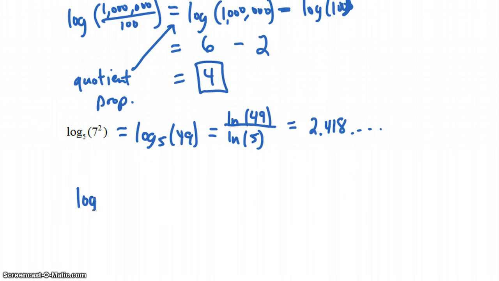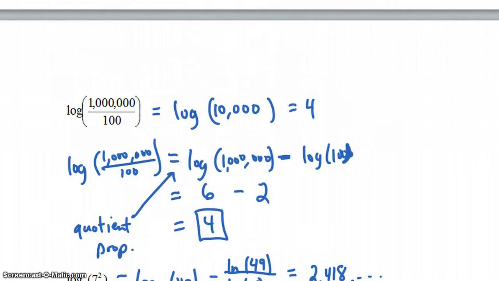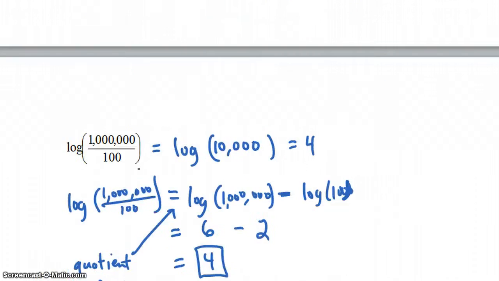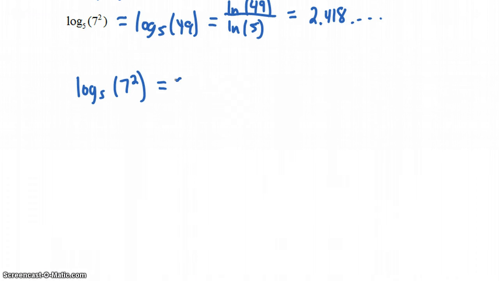But another way to do this, according to the power property, now this is not the product property, but the power property, is that we could take this 2, this exponent, and bring it out front. Right? Isn't that what the power property says way up here? Right? So notice here, the r was the 2, and we can bring that 2 out front. Okay, because the r comes out here. Log base a of x to the r is equal to r times log base a of x. Okay, the point is, for this problem, this would be saying that it's equal to 2 times log base 5 of 7.